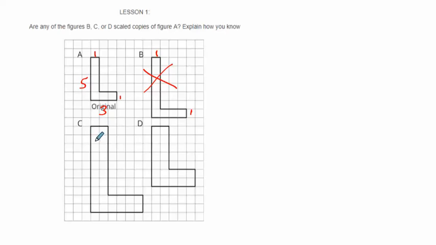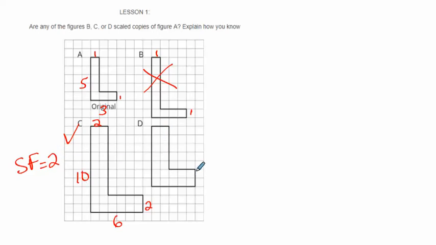Going down, 1, 2, 3, 4, 5, 6, 7, 8, 9, 10. Ooh, this one's looking promising. 1, 2, 3, 4, 5, 6. Oh, it's looking good. 1, 2, and 1, 2. Oh, all of these numbers have been multiplied by 2. So this one, yes, this one is a scaled copy. The scale factor would equal 2. So that one is a scaled copy. All right, let's check the next one.